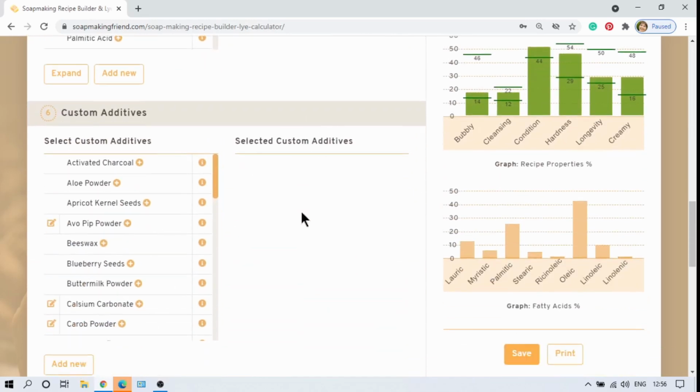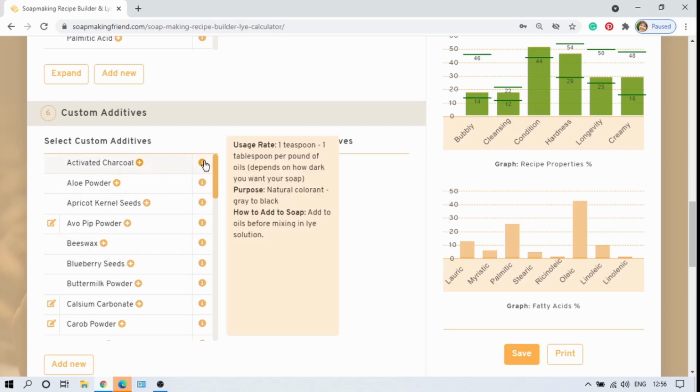Now next on the left hand side, you can add your additives. These are not really going to influence your recipe so much, but you can add it. Activated charcoal, on the information, it gives you an indication. Remember again, it's not a fast rule. It gives you an indication on how much and when you can add it. Here that tells you 1 tablespoon per pound of oil. Depends on how dark you want your soap. The purpose of it is natural colorant, grey to black, and how to add it to your soap: add it to the oils before mixing in lye solution. So you can add it to your oils beforehand, but as I said, it is just an indication.